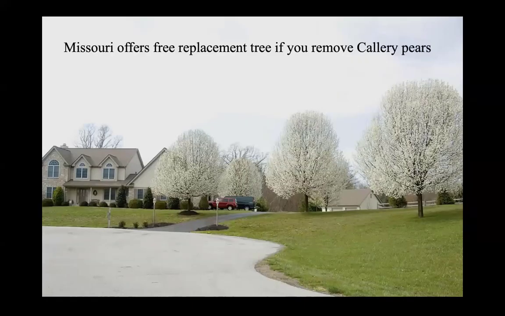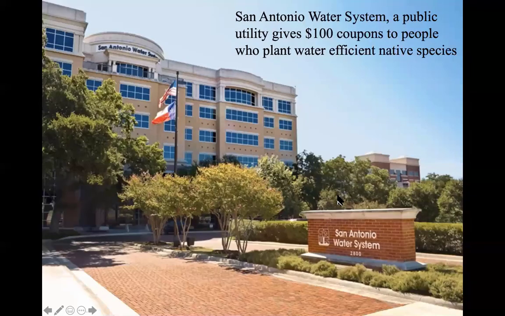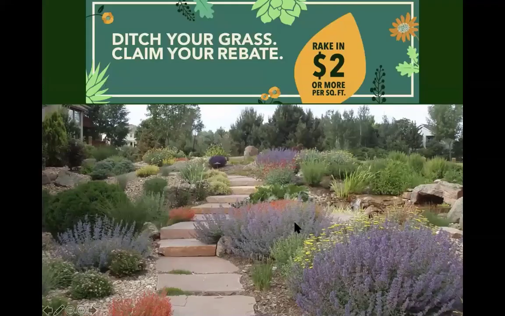St. Louis, Missouri, and Fayetteville, Arkansas have a bounty on Callery pears. This is one of our most invasive ornamental trees in the East. You take out a Callery pear and they give you a free tree replacement. And even public utilities are getting into the act. In San Antonio, you get a $100 coupon to put in water-efficient native plants rather than the thirsty non-natives. And of course, the big lawn conversion programs in California encourage you to shrink your lawns or get rid of them with appropriate xeric plantings. You don't have the water for European cool season grasses, so there's up to a $2 per square foot rebate to get rid of that lawn.